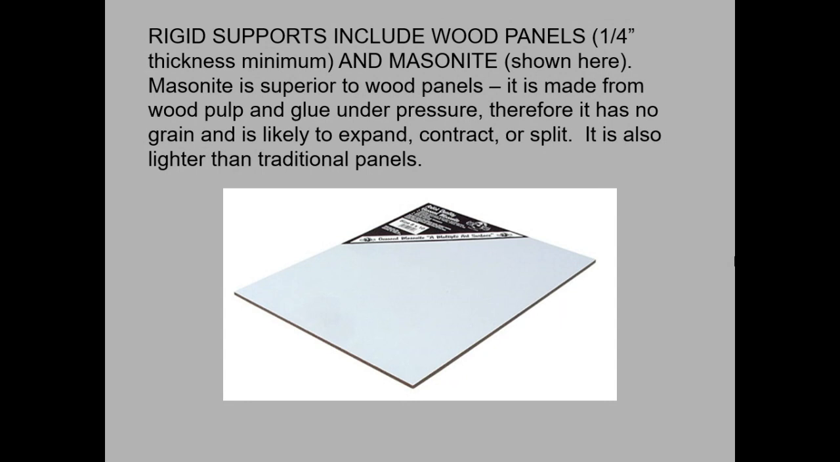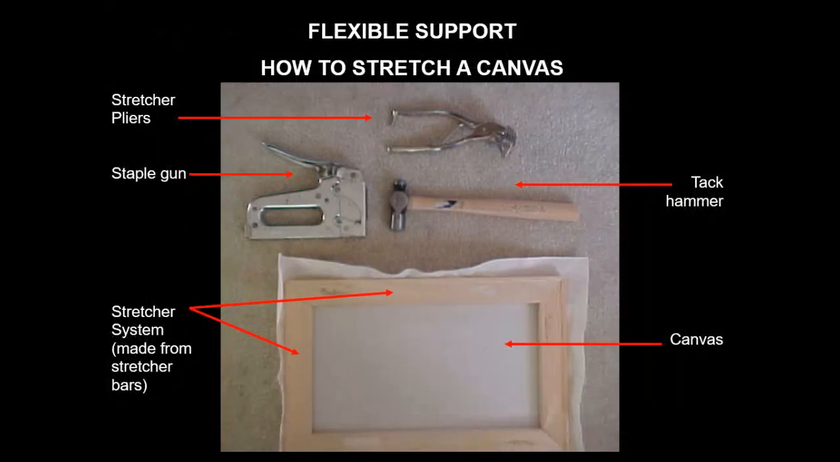So essentially the masonite is kind of a processed form of wood that allows us to have a stronger, less likely to warp, split, or crack surface that's also much, much thinner and a little bit easier to transport. Most people, though, who are making paintings will encounter at some point the need to make their own canvases when working with a flexible support.